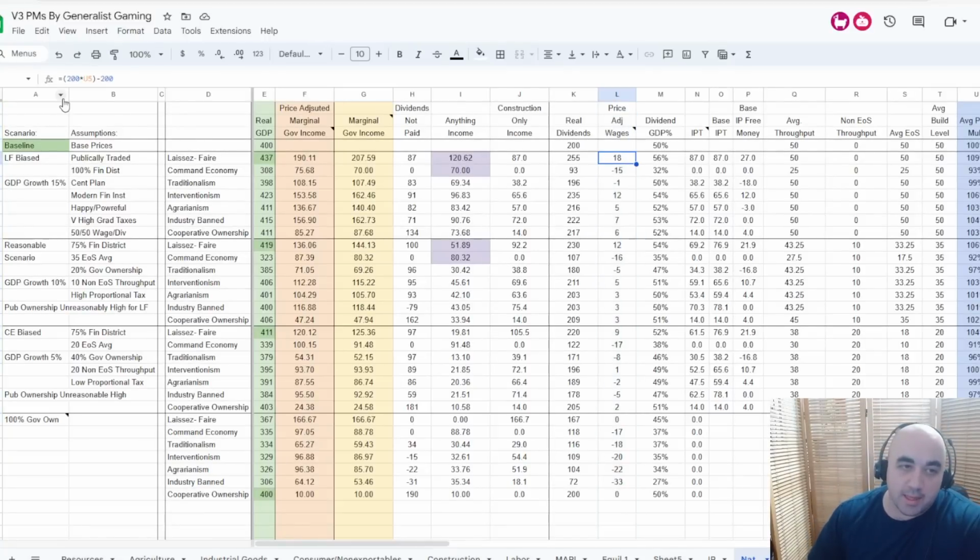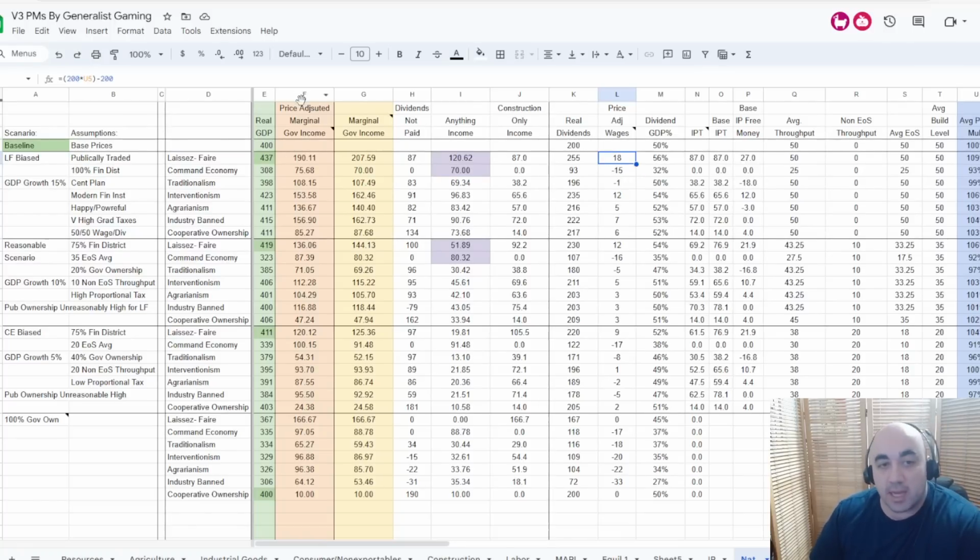We get that this is going to be 200, which is the base dividends level, or the base wages level, which we're trying to keep relatively constant. We multiply that by the average price, and then we minus 200 from that. So if the price is over 100%, this will be a positive number. If it's under 100%, it'll be a negative number. If it's negative, this will eat into the dividends that would otherwise be helping to go to government income. And if it's positive, this will instead add to the dividends.